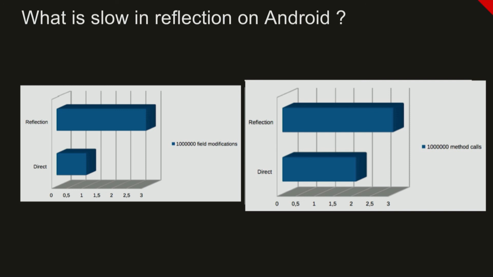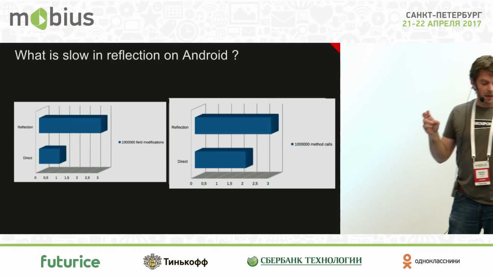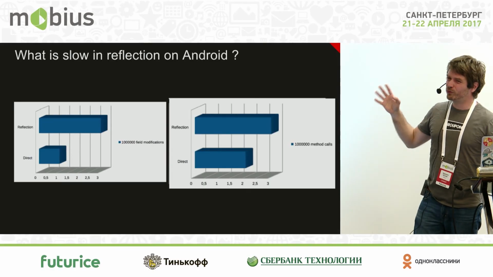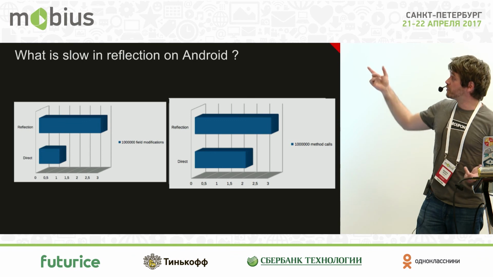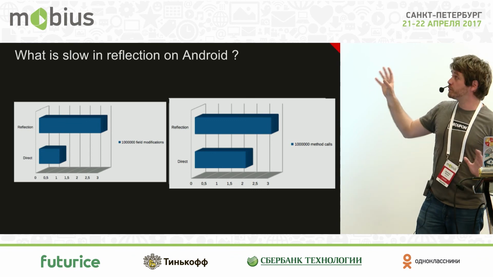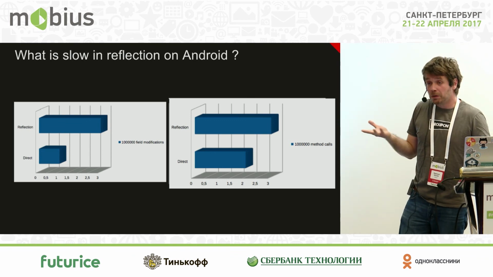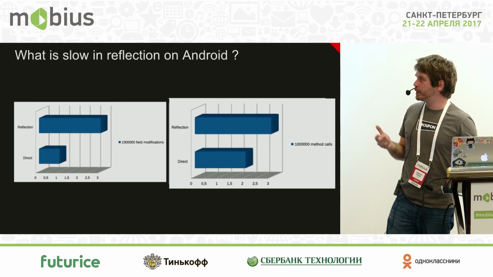In the same way, when you try to call a method using reflection, you will see that it's like 50% slower compared to direct invocation of a method. So it's slow, but not super, super slow, no? You can agree. It's just a bit slower, sometimes 50%, sometimes 100%. Okay, it matters, but it's not such a big deal.